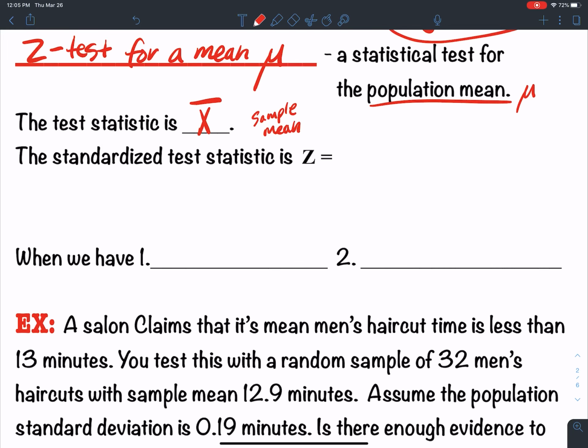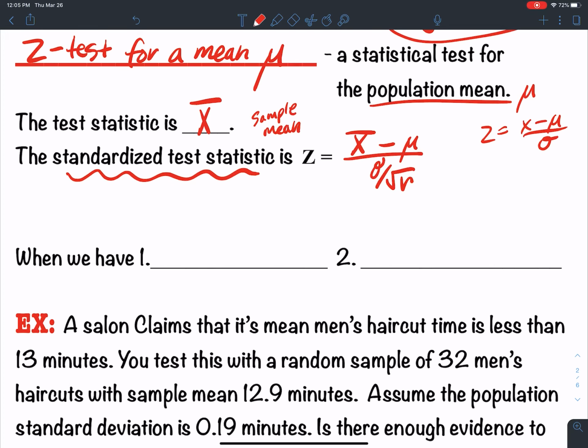The standardized test statistic is the next thing. How do we standardize something? We take the value minus the mean over the standard deviation, right? So it's x bar minus the mean over the standard deviation divided by the square root of n. This is the central limit theorem. With the central limit theorem, one, you have to have a random sample.